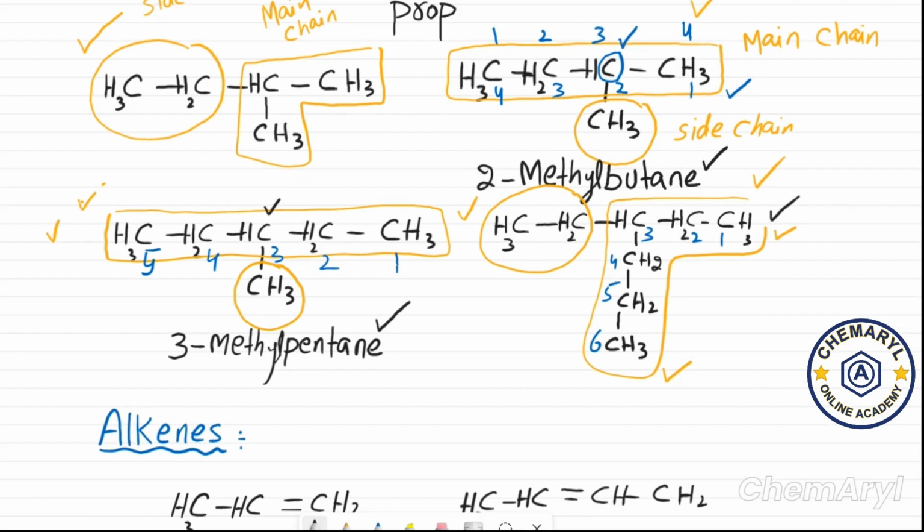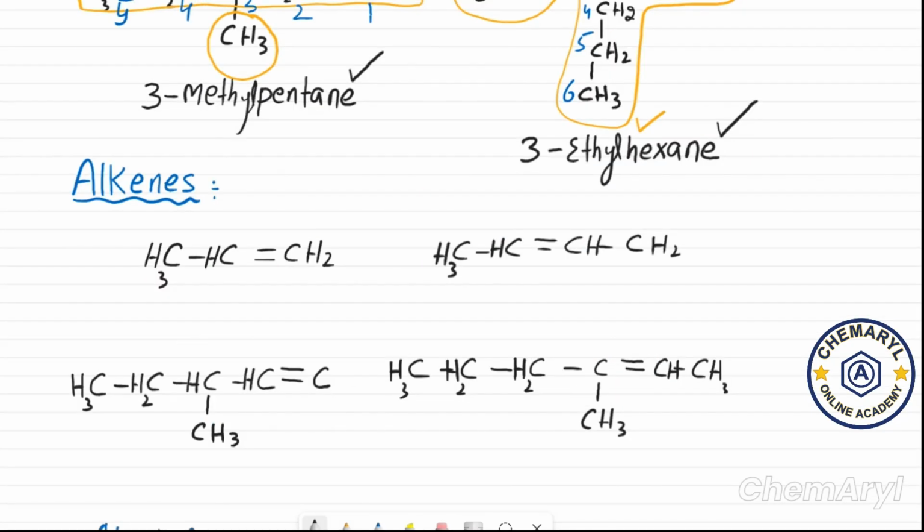So dear students, the name for this compound is 3-ethyl. How many carbons are present in the main chain? 6. So what is the prefix used for 6 carbons? Hex. The compound belongs to the alkane family, so the suffix used is ane. So dear students, this one is the correct name for this given compound.